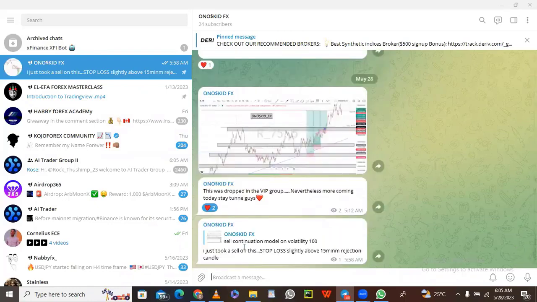I just took a sell on volatility 100, and my stop loss is slightly above the 15-minute rejection candle.